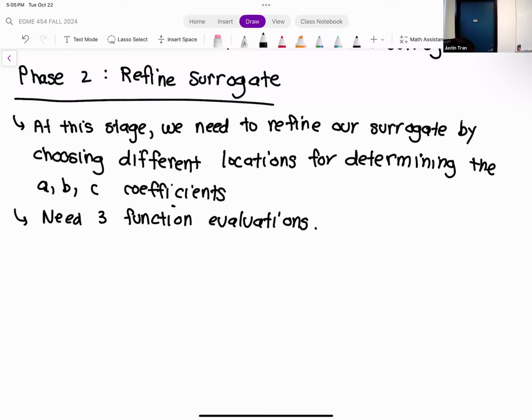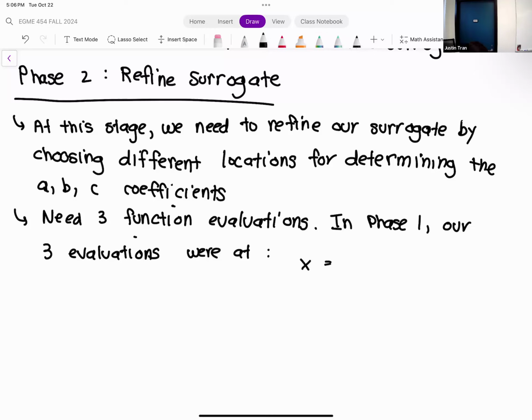In phase one, our three evaluations were at x equal to 0, x equal to t, and x equal to 2t. Those are the main three evaluations that we've done. But at this point in the algorithm, we actually have a fourth location that we've evaluated our original function at.